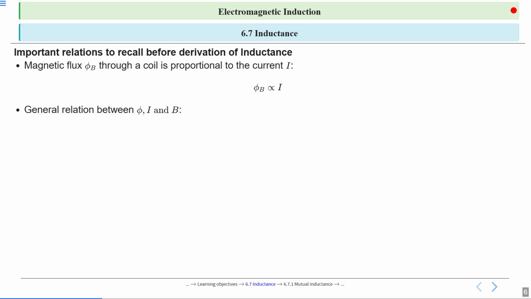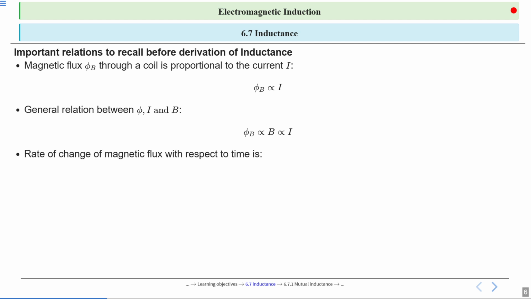Okay, in solenoid we have discussed what is the magnetic field inside the solenoid, that is mu naught Ni. So magnetic field is proportional to current and magnetic flux is proportional to magnetic field. So there is a relation between magnetic flux and current also. So magnetic flux through a coil is proportional to the current flowing through it. Okay, so magnetic flux directly proportional to magnetic field and magnetic field directly proportional to current.